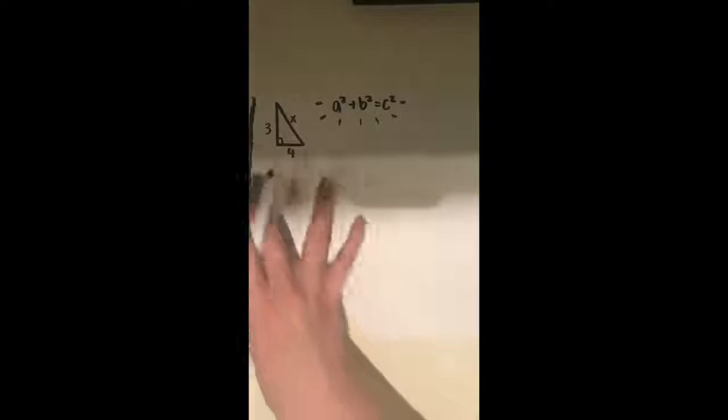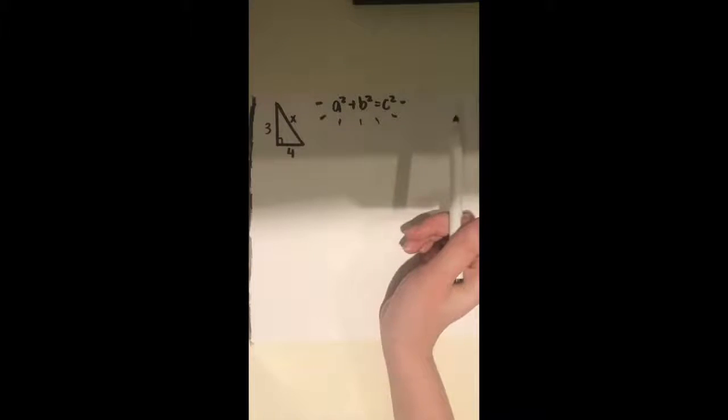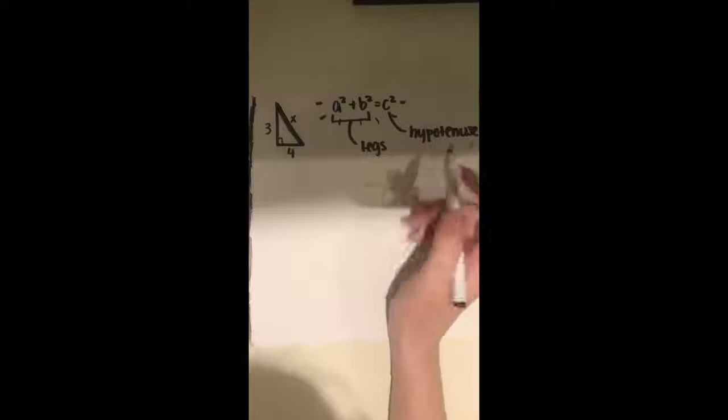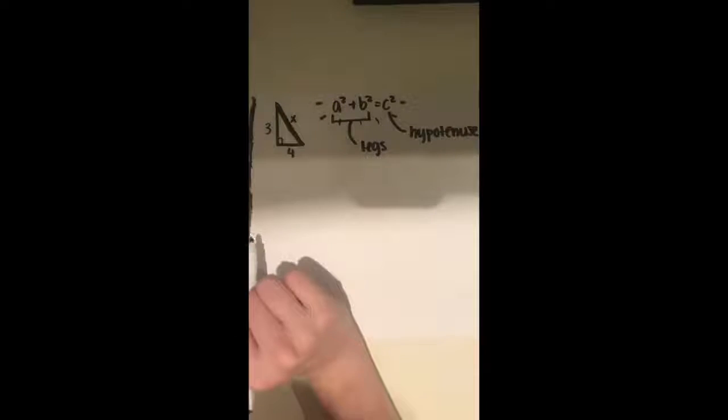So the first thing you're going to want to do is understand what a squared plus b squared equals c squared actually means. So let's dissect this a little bit. So a and b have to be the leg lengths, and c has to be the hypotenuse. So we know that the hypotenuse is the longest side of a triangle. So in this case, we're solving for the hypotenuse, which is x.